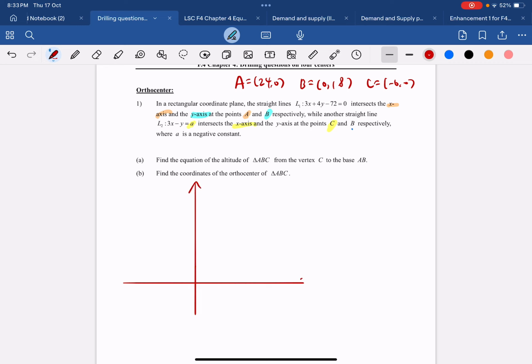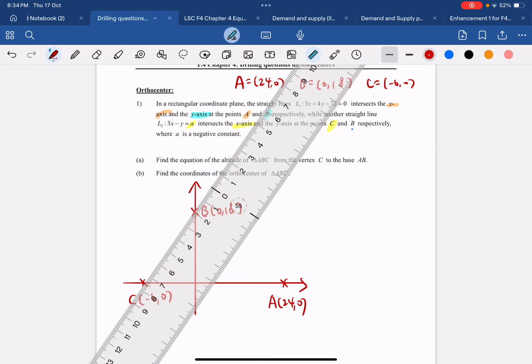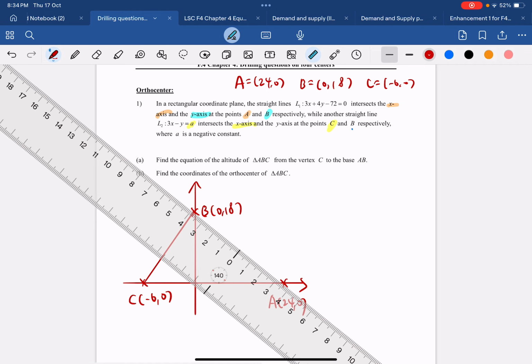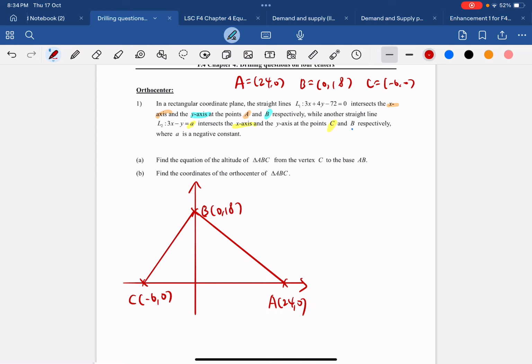So let's see, (24, 0) should be somewhere here. (0, 18) somewhere here. C, (-6, 0), maybe somewhere here. So let's try to join the dots. Okay, again, this is not a right angle triangle. Not sure if I drew it too similarly.